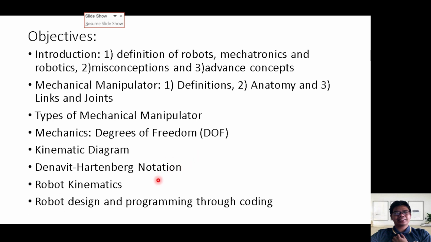Seventh is the robot kinematics. We'll dive into the realm of robot kinematics. You will gain insights into how robots move and the mathematics that govern their motion. Finally, we'll explore the exciting intersection of design and programming. I'll show you how coding plays a pivotal role in bringing robotic systems to life, bridging theory and practice.